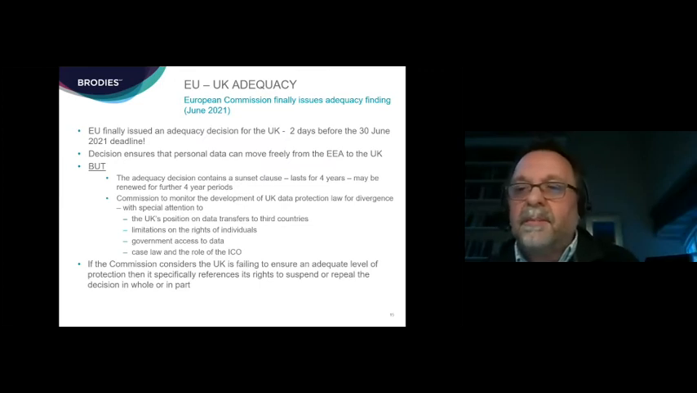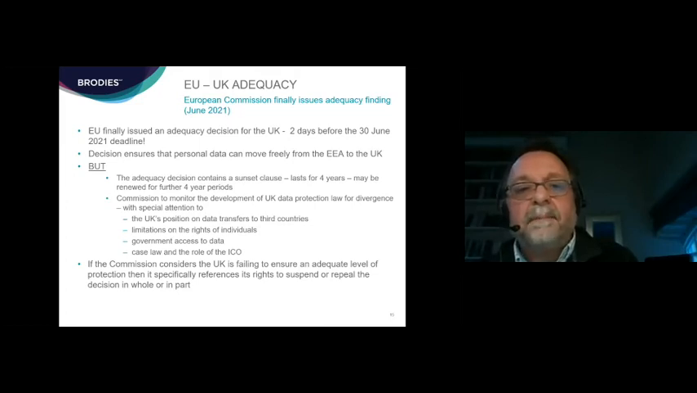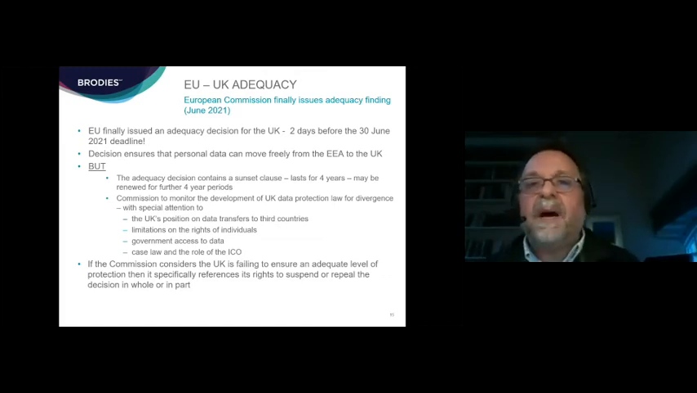The Commission is monitoring a number of developments in UK data protection law for divergence. Martin's mentioned this earlier, but specific things are mentioned in the adequacy decision. The UK's position on data transfer to third countries, and I'm thinking primarily that's likely to be DCMS decisions to say that particular countries adequately protect data, any limitations that the UK introduces on the rights of individuals, government access to data, so this is surveillance culture, and case law on the role of the ICO. So you can see that the European Commission will be looking closely at the DCMS proposals, because the adequacy decision says expressly, if the Commission considers that the UK no longer ensures an adequate level of protection to data, then it reserves the right to suspend or repeal the adequacy decision in whole or in part. So we have to keep that in mind as things develop.